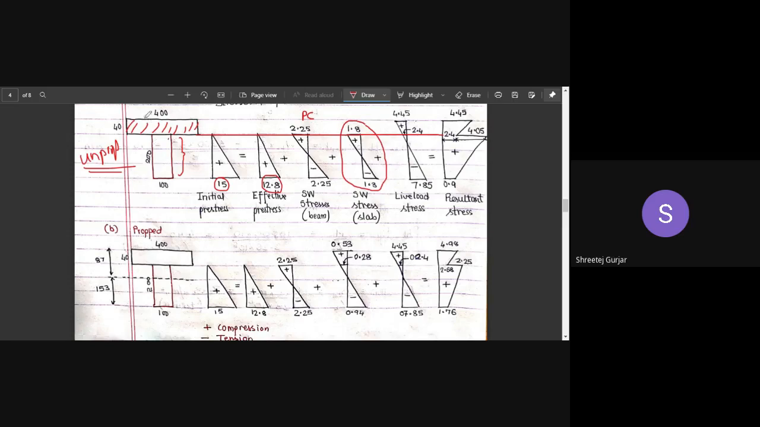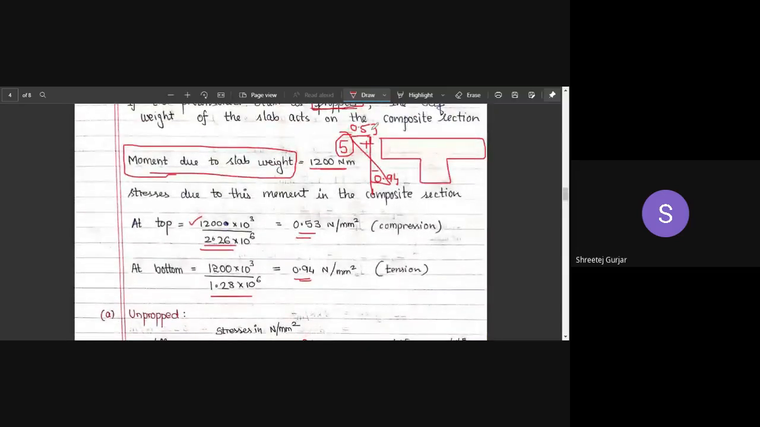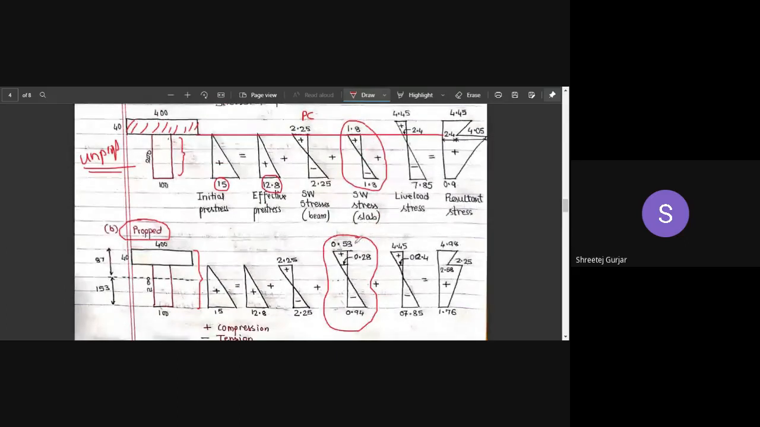And whenever your cast in situ slab is placed and it is propped, supports are given from the bottom, so the entire section will be contributing for that. The entire section we have considered and calculated. Here we have calculated 0.53 and 0.94, and that we have placed over here. This intermediate value is at the level of your precast beam. This particular value, that is 0.28, you can calculate by interpolation, by similar triangles.